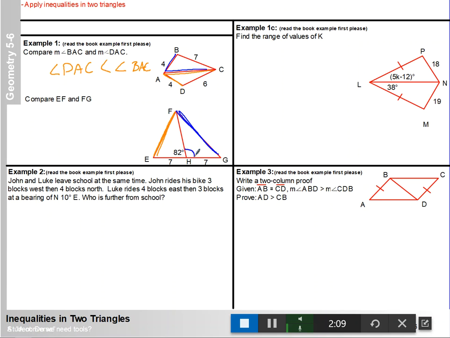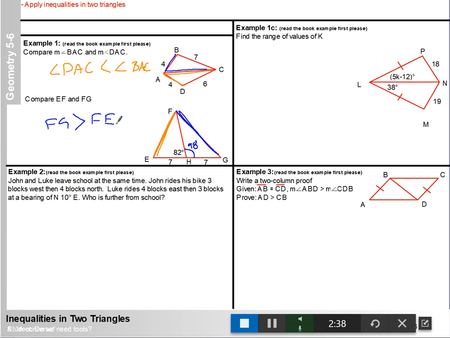And we know that this right here has to be not 82. It needs to be 98. Therefore, this angle is larger than this angle, and it has two congruent sides. Therefore, FG must be greater than FE.